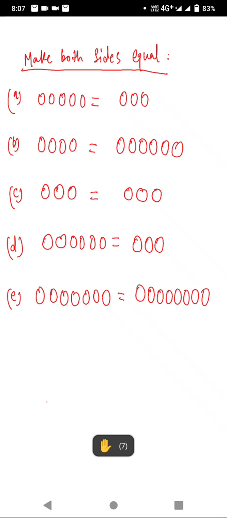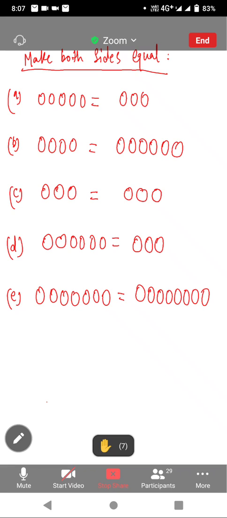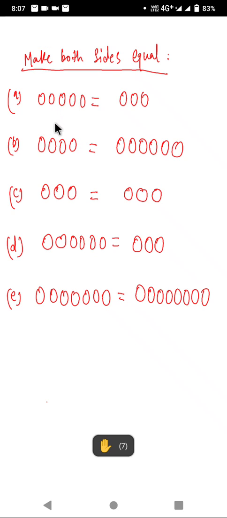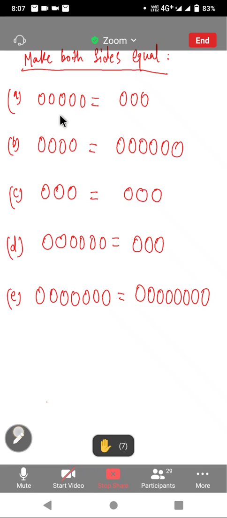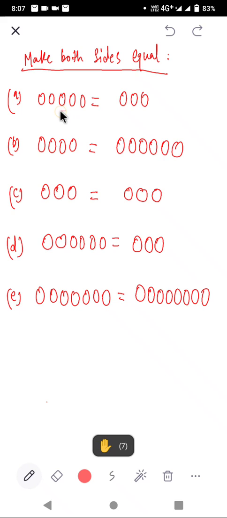Students, you have to show numbers also. Like in the first one, I'm telling you: on the left hand side we have 5, so we have to write 5 here, and here we have 3. To make it equal, we have to draw balls as well as write the numbers, to show both the sides equal.